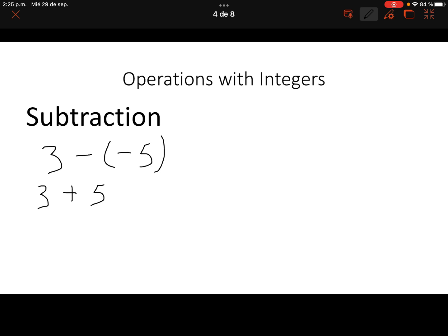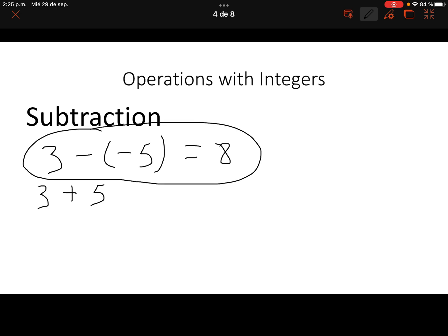In this case, we are adding two numbers with the same sign, 3 plus 5, and obviously 3 plus 5 is 8. Then the answer is 8. Conclusion: 3 minus -5 is equal to 8.